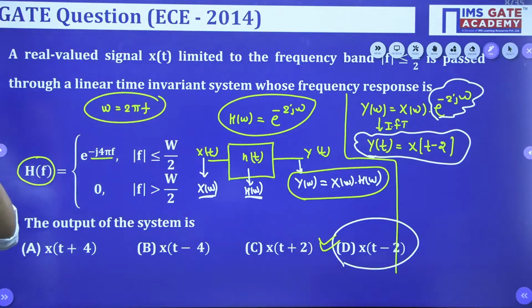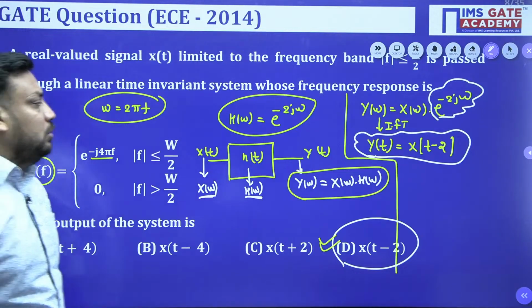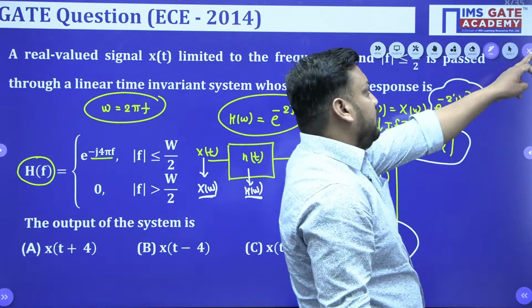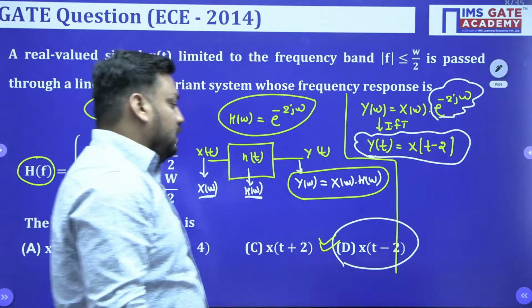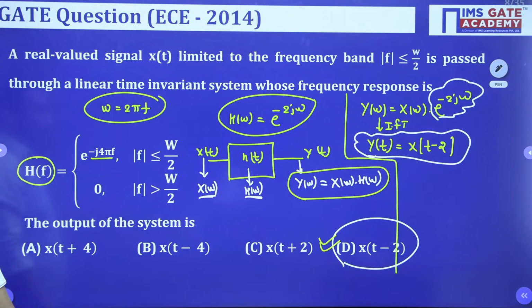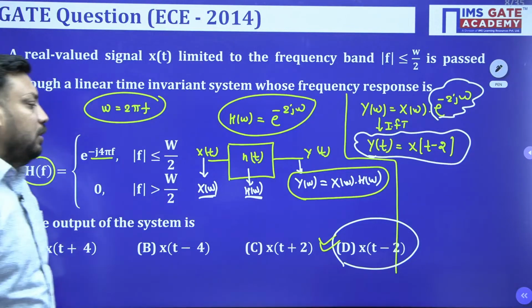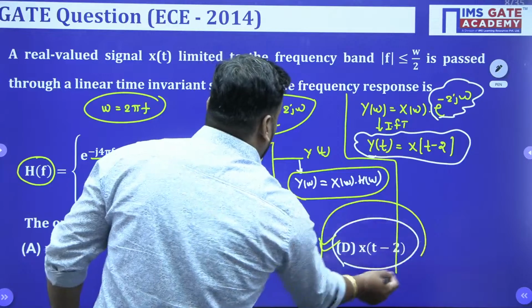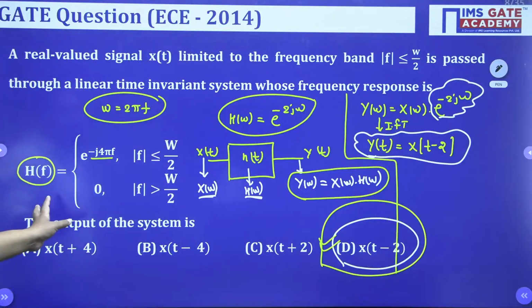Is it C or D, beta? Because of the minus sign, time shifting always carries the same sign. So this is Electronics 2014, a very easy and very scoring question. You can easily approach such types of questions. Very nice. So option D is definitely correct. Now we are going for the next. So the EC 14 question is completed.